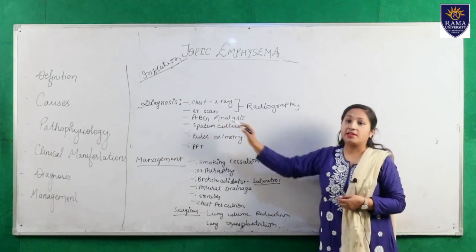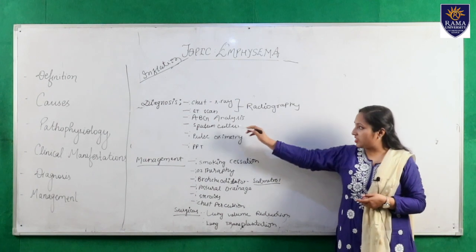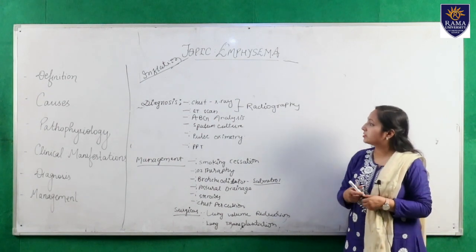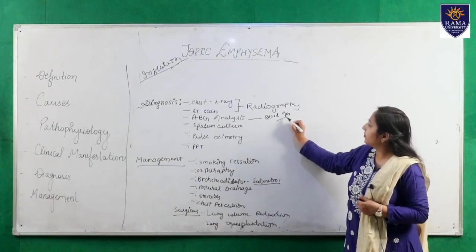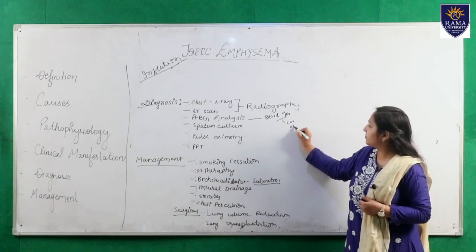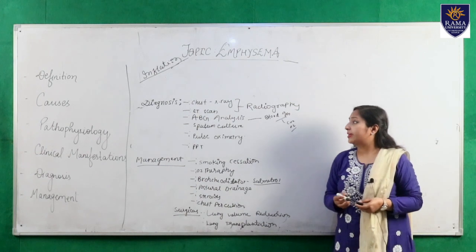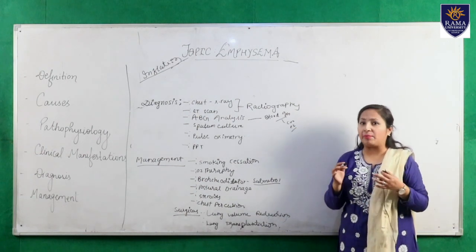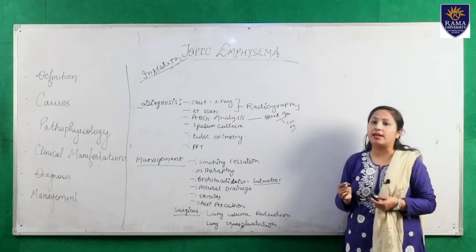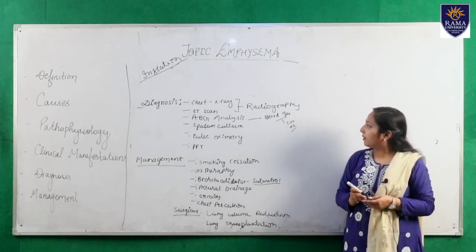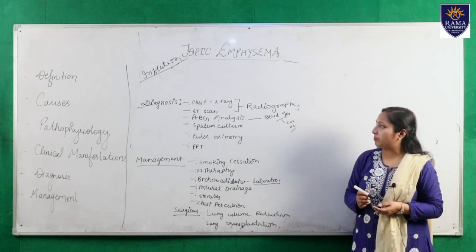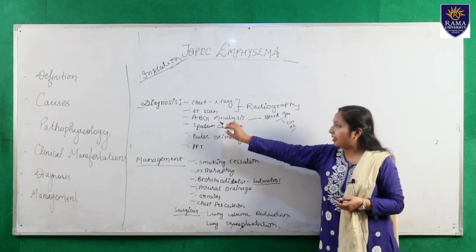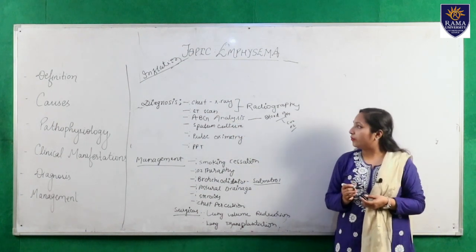Next is ABGs, arterial blood gases. ABG analysis is also helpful to diagnose the blood gases, which are CO2 and O2 respectively. What happens? Hypoxemia is there and hypercapnia is there. Hypoxemia is the lack of oxygen saturation in the blood, and an increase of CO2 is known as hypercapnia. These are helpful for the diagnosis of the level of O2 and CO2.